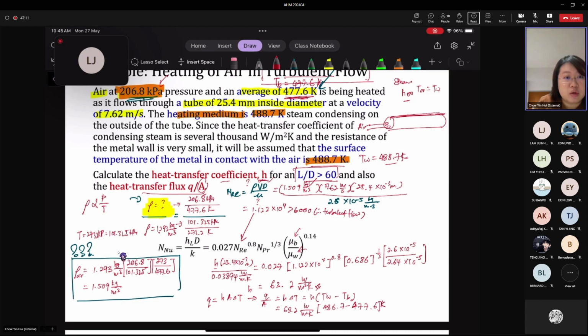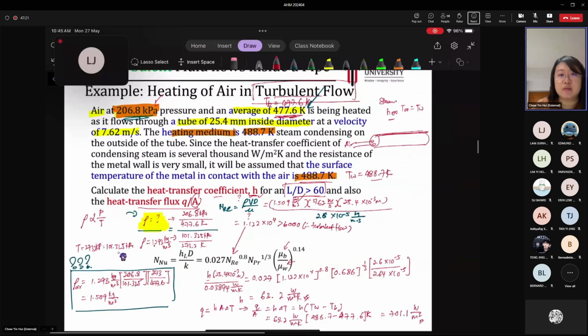So if you solve this, the answer should be equal to 701.1 watt per meter square. Okay, all right. So, any questions so far, everyone? Is it okay? Is there any questions so far?